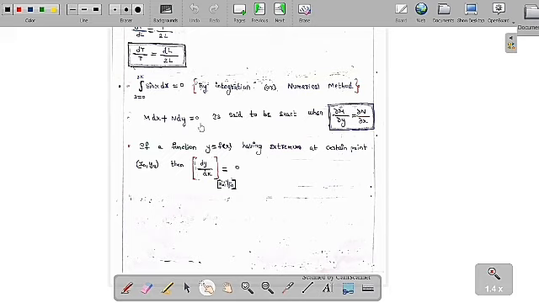See, m into dx plus n into dy is equal to 0. It is said to be exact. I have already told you this equation is exact when dou m by dou y is equal to dou n by dou x.